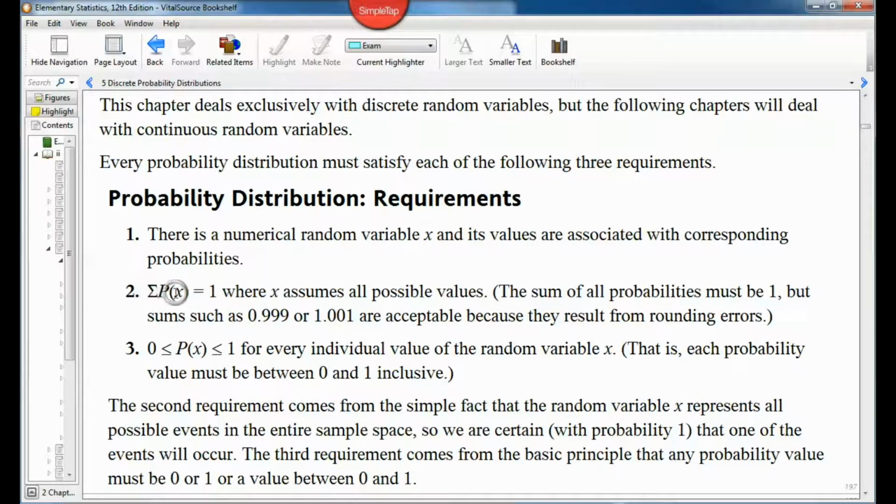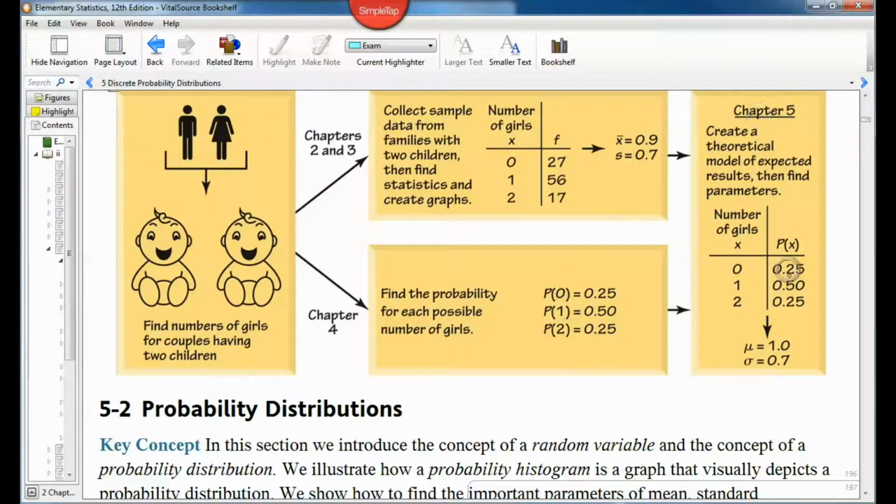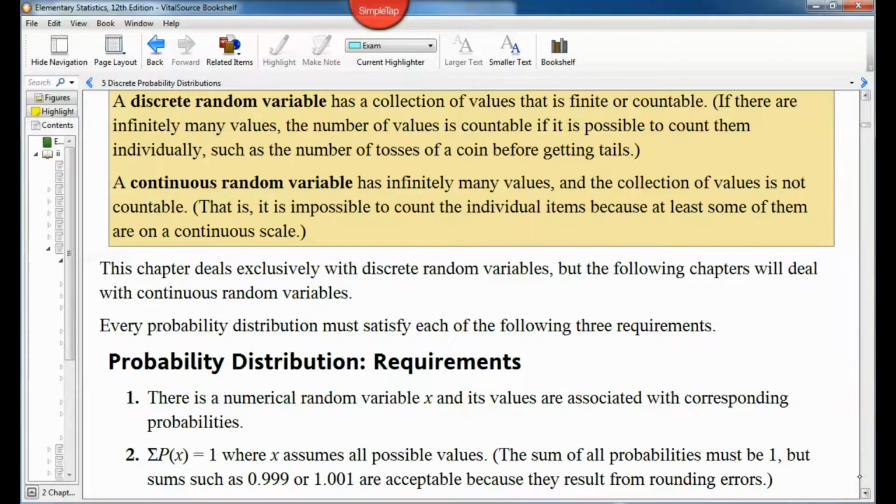Sigma p of x. That means the sum of the probabilities must be equal to 1. The sum of all the probabilities. So if I come back up here to this example, the sum of all these probabilities, if I add them up, 0.25, 0.5, 0.25, that gives me 1. So the sum of all probabilities of a probability distribution must always add up to 1.